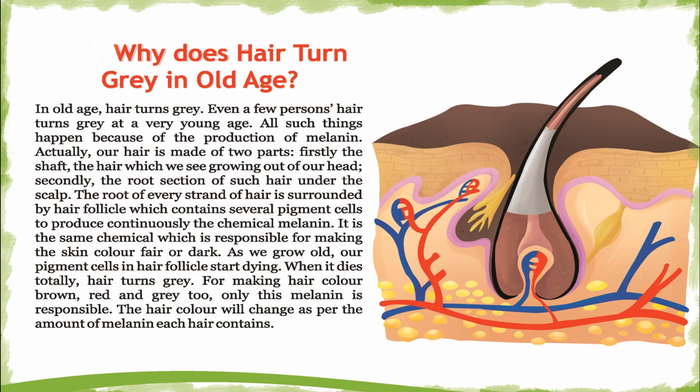As we grow old, our pigment cells in hair follicles start dying. When they die totally, hair turns grey. For making hair color brown, red and grey too, only this melanin is responsible. The hair color will change as per the amount of melanin each hair contains.